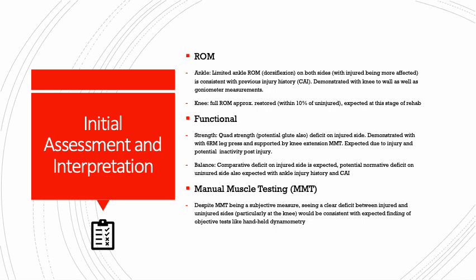Manual muscle testing is a subjective measure, but in saying that, seeing a clear deficit like we can see between injured and uninjured sides, particularly at the knee, would be consistent with expected findings of more objective tests like handheld dynamometry.